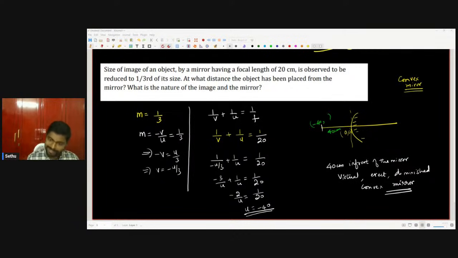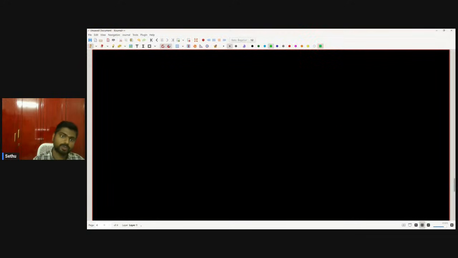So, in fact, this problem turns out to be interesting because you have one more case. This answer is assuming the mirror is convex. But who said the mirror must be convex? It could have been concave as well. Let's try, because for concave also this is possible. Supposing you had a concave mirror, focal length was given to be 20.